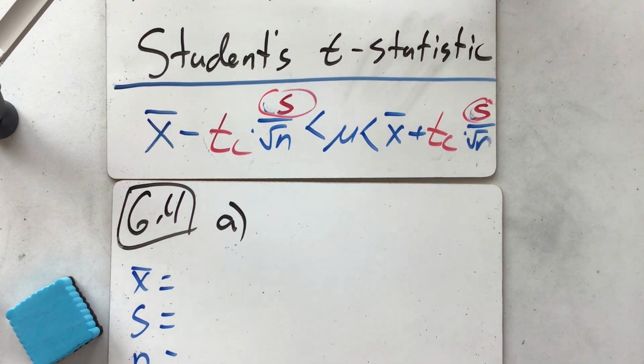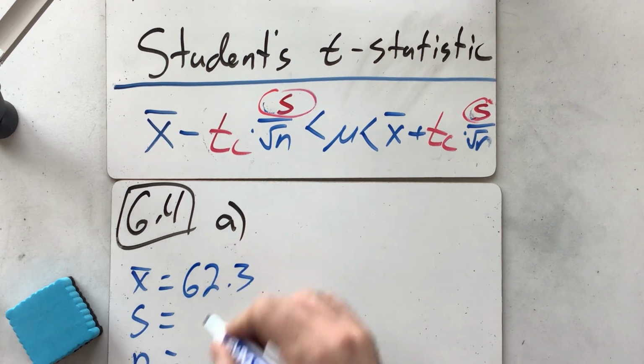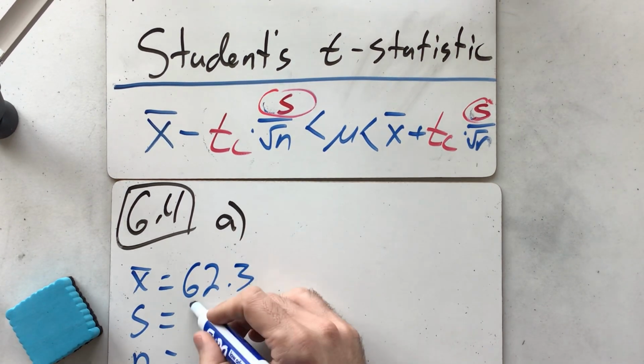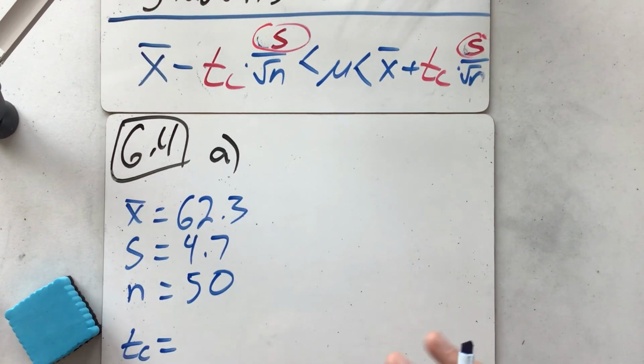And for this problem, most of them are just given to us right out front. So X bar is 62.3. S is 4.7. And N is the number of cars. So N is 50 cars. And then TC is what we have to go calculate.